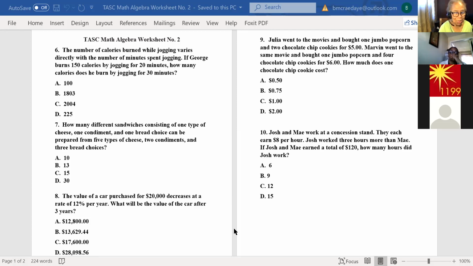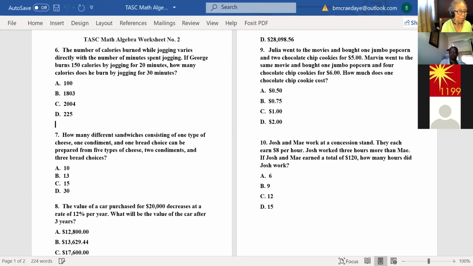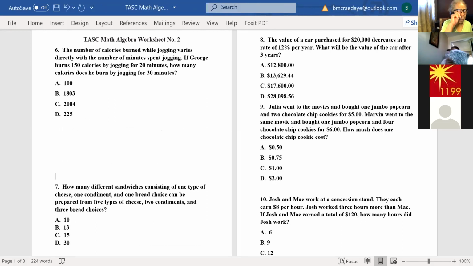Okay, Maureen, what did you get for number 6? I get D for number 6. That is correct. Now, how did you set it up, Maureen? Let's go to number 6 and you tell me. I just figured out that we run 150 calories during 20 minutes, so I figured out how much you would burn running 30.